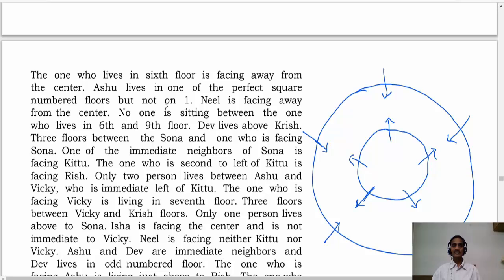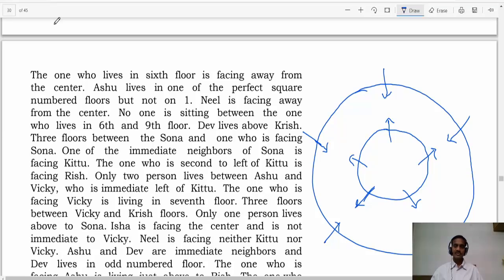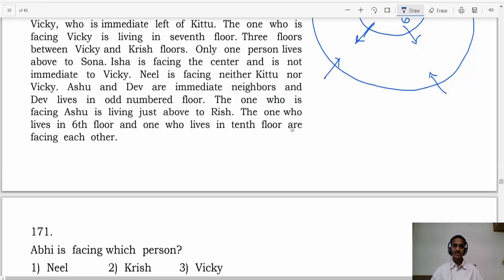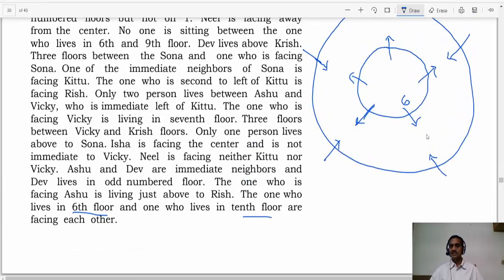As the 6th floor is away from the center, the 6th floor man can be fixed anywhere, isn't it? Now if you fix the 6th floor here, away from the center at any one of these places. Now look at the last information: the 6th floor and 10th floor are facing each other. So here the 6th floor, this person must be the 10th floor. 6 and 10 are facing each other. Clear now?